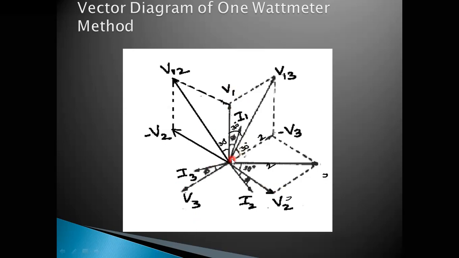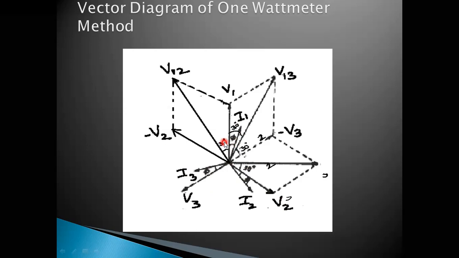Now, because the load is a lagging load and it's a balanced load, I1 should be equal to I2, should be equal to I3, and I1 lags V1 by power factor angle phi. Here I2 lags V2 by power factor angle phi. I3 lags V3 by power factor angle phi.